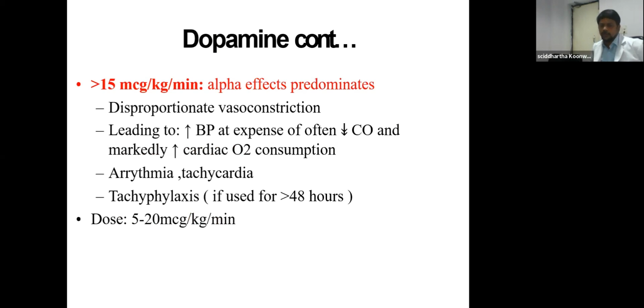Although the dose mentioned for dopamine could be 5 to 20 microgram per kg per minute, a dose above 15 microgram per kg per minute should be avoided, because at higher doses the alpha effect predominates, which leads to vasoconstriction. So there is disproportionate vasoconstriction, and also there is increased myocardial oxygen demand. This may also lead to arrhythmia and tachycardia. So the preferred dose is usually 5 to 15 microgram per kg per minute.